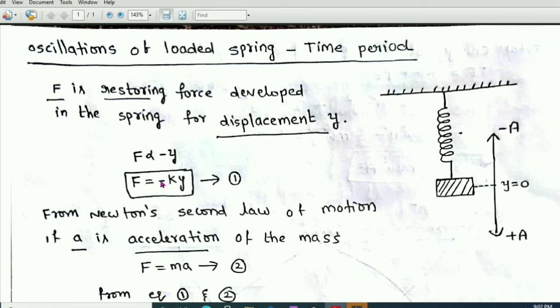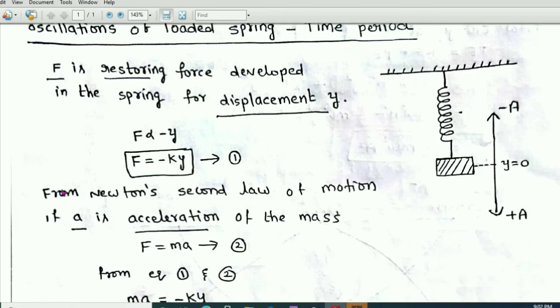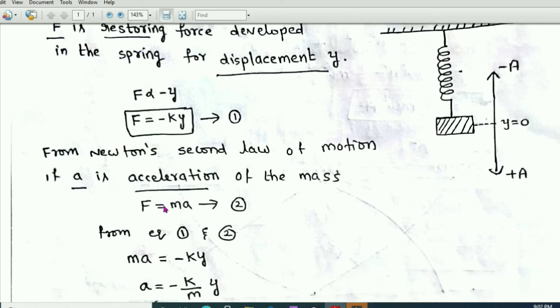If we introduce a proportionality constant, then the restoring force F is equal to minus Ky, where K is the spring constant. This is equation number 1. From Newton's second law of motion, if A is the acceleration and M is the mass, then the force F is equal to Ma. This is equation number 2.